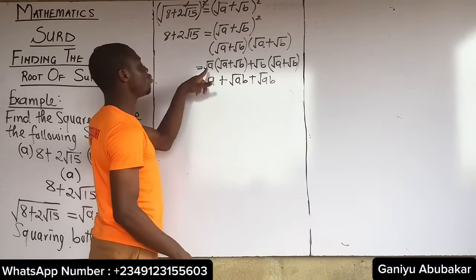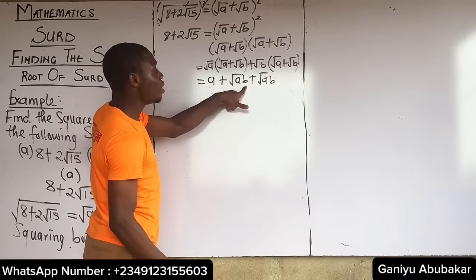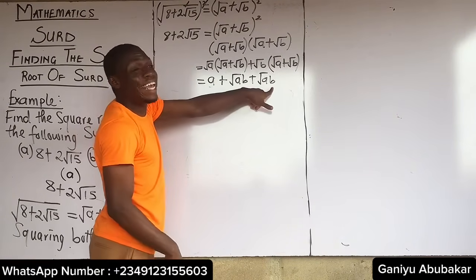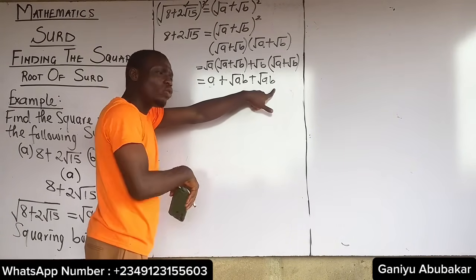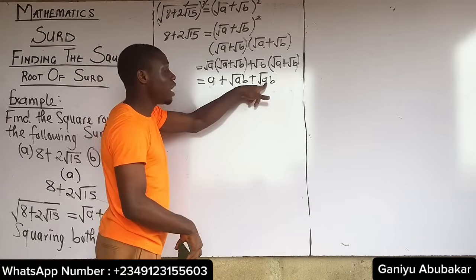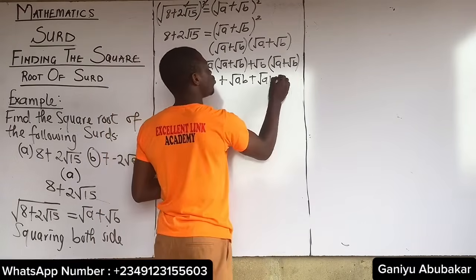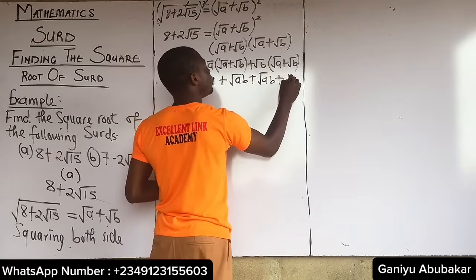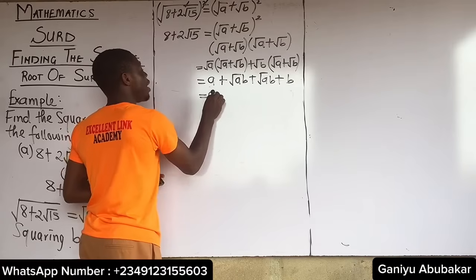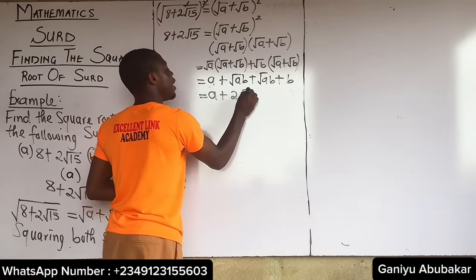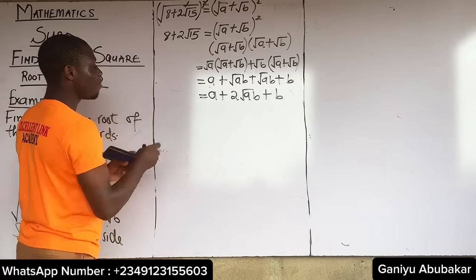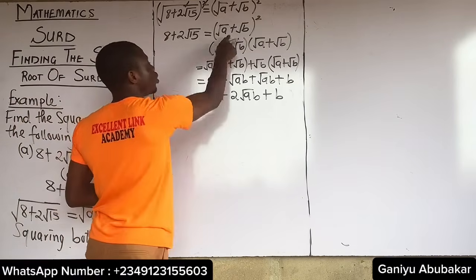Look up, I'm having root a times root b give root ab. Root b times root a is meant to be root ba, but it's not proper. So let's arrange them in alphabetical order. So I have a plus b, root a before b. Next up, plus root b times root b will give b. This one I can add up. I'll have a plus 2 root ab plus b. Alright, I'm having this one here as my expansion of this.